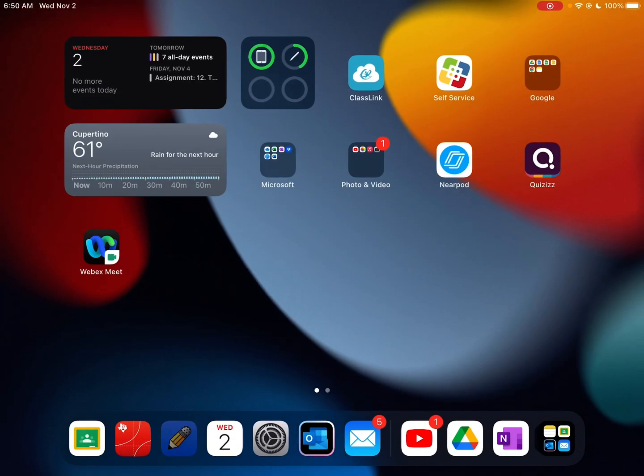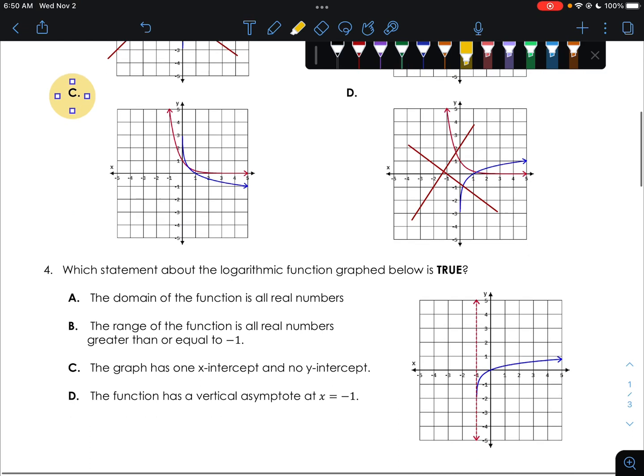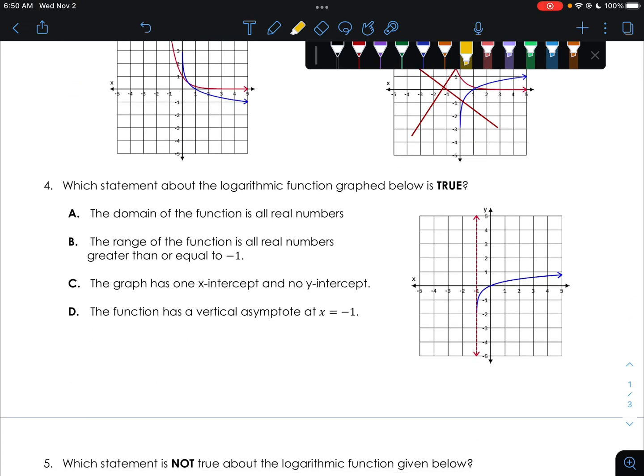Okay. Going back to our notes. Which statement about the logarithmic function graph below is true? We're looking for the true statement, so let's go through and read them and talk about them. A, the domain of the function is all real numbers. Remember, domain is left to right. Domain is our x values. From the left, it is not going in this negative direction forever. So that is a false statement. So A is not true.